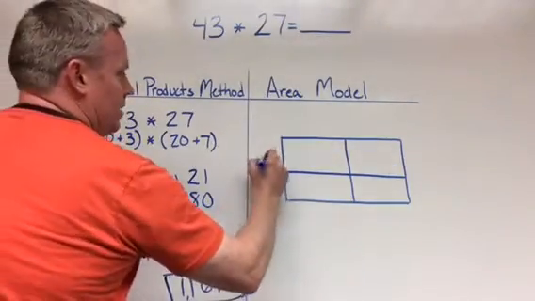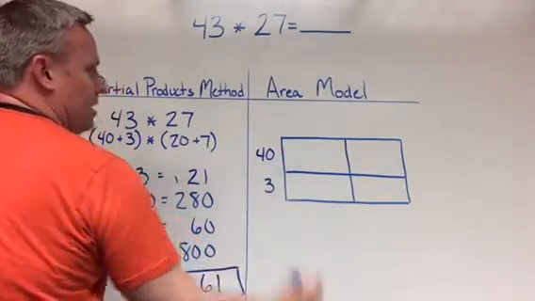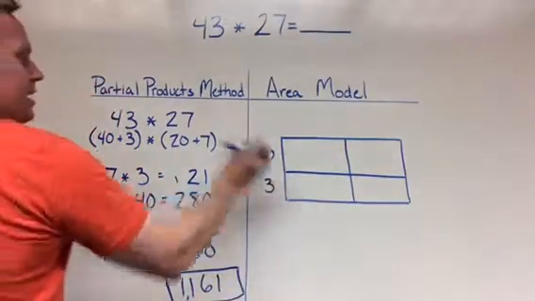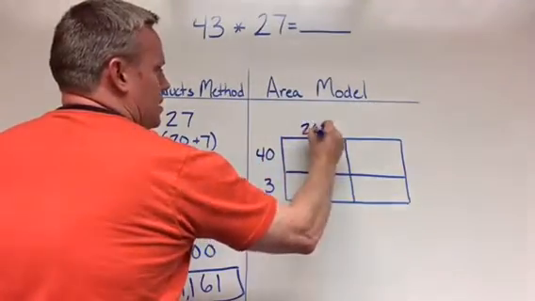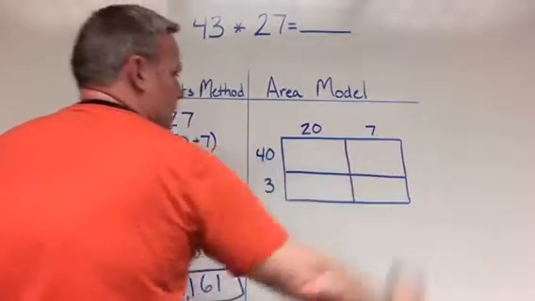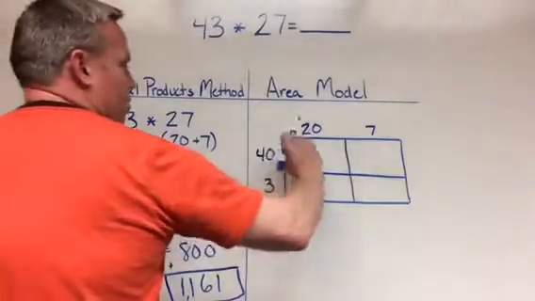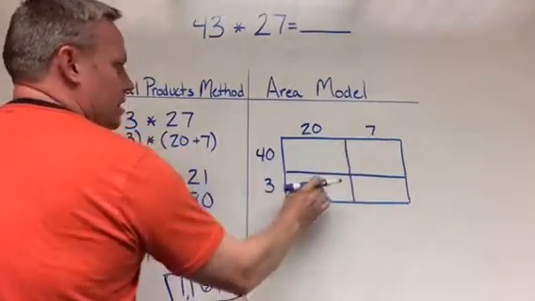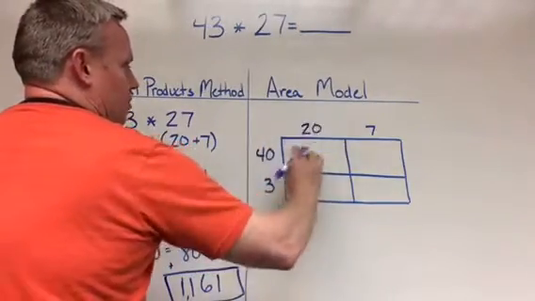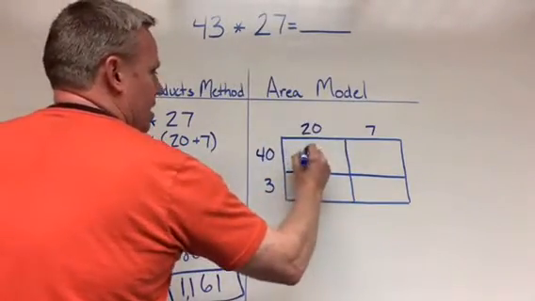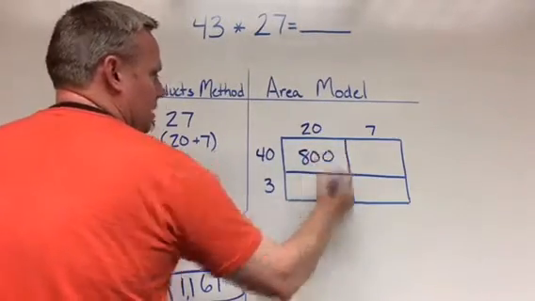So on the side here, I'm going to have 40 and 3. So we break it down by the place value of each of the digits. And on the top, I'm going to put 20 and 7. All right, and then this works just like a grid format or an area of each of the separate rectangles within the large rectangle. And so for this first one here, this is where I am going to get 800. So I'm multiplying 40 and 20.